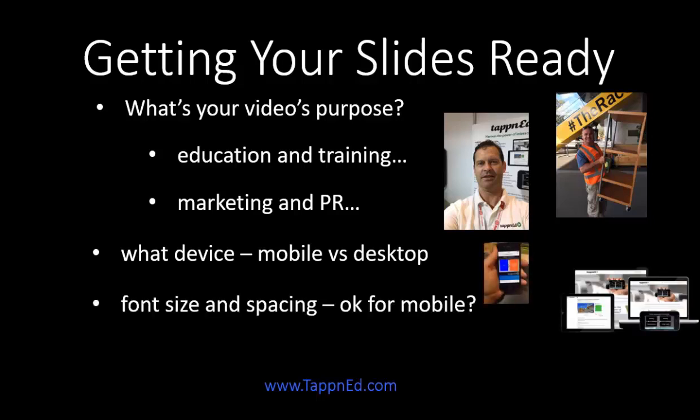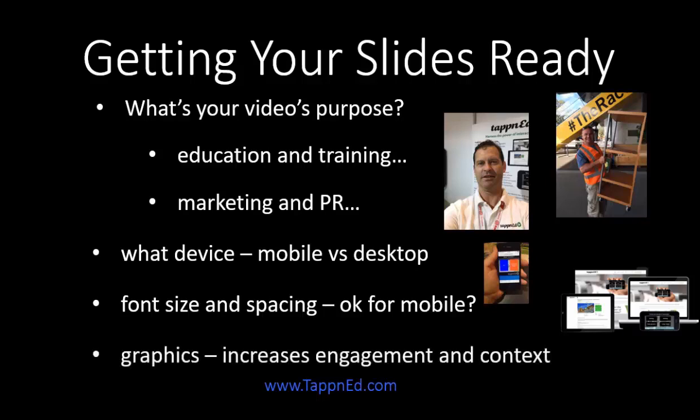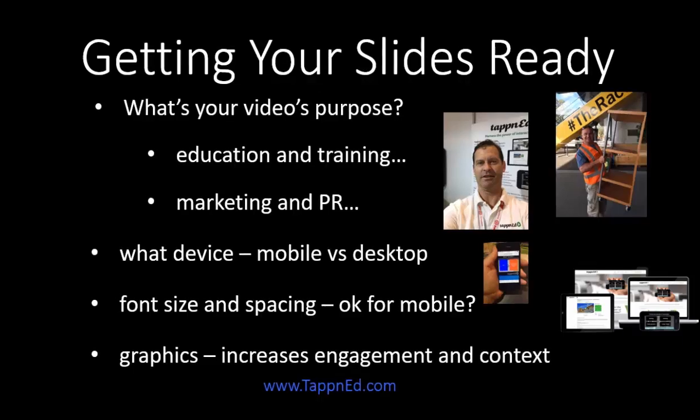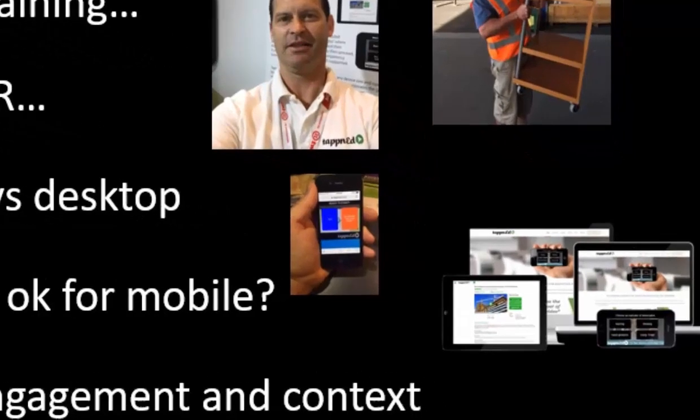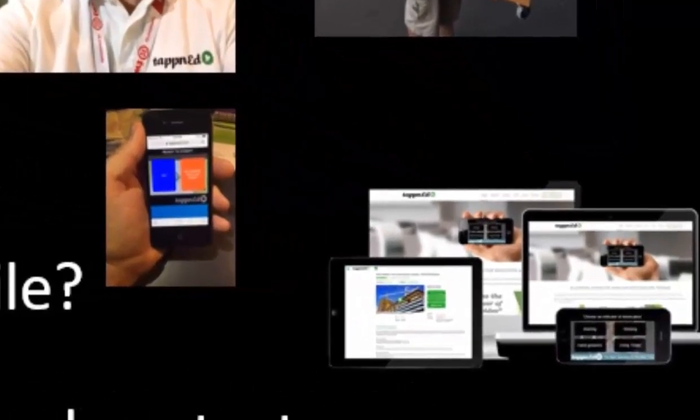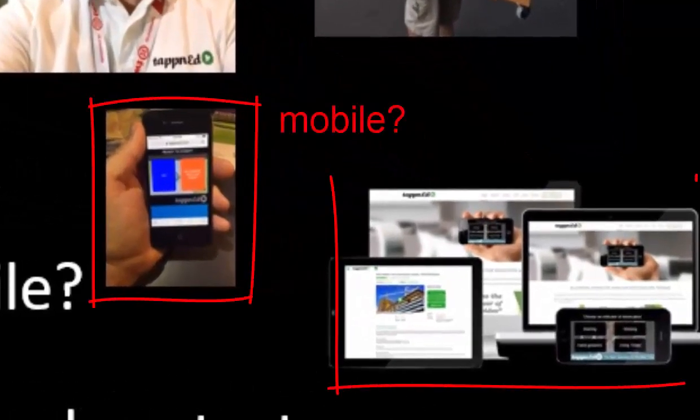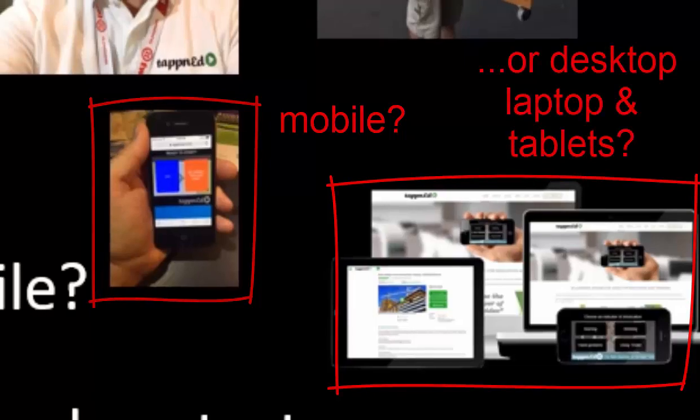which brings us to the point of font size and spacing. Don't make your font size too small. You can't get your message across if your font isn't readable on mobile or tablet. Also, when you use graphics, it increases engagement and context. Remember, some learners struggle with text only, so supplementing it with audio and graphics helps to embed and retain knowledge.